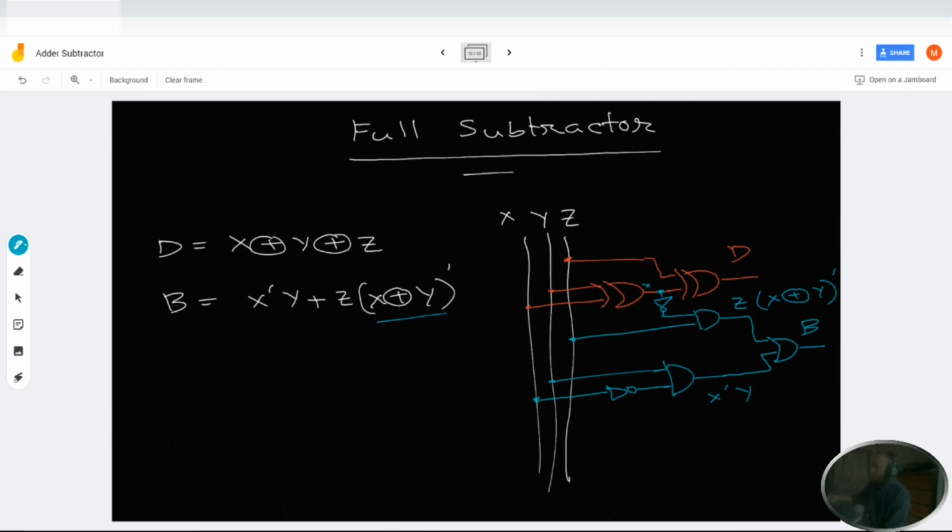For borrow we need x XOR y. We have x XOR y here, so if we put an inverter and take this to the input of an AND gate with another input as z, then here we will get z into x XNOR y. We need another AND gate for x prime y, so this is our x prime and this is y. Therefore this AND gate will give us the result x prime y. Finally we need an OR gate where the inputs will be z into x XNOR y and x prime y. So this will give us the result as x prime y plus z into x XNOR y.